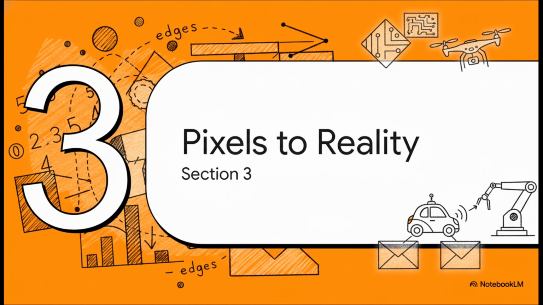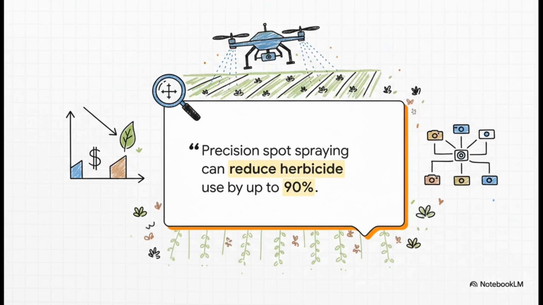So we have numbers, and we have the tools to find patterns in those numbers, like edges. But how in the world do we get from a simple outline of a flower to a car that can literally drive itself? Okay, let's connect the dots and see how these pixels become our reality. Let's start with a massive real-world impact.